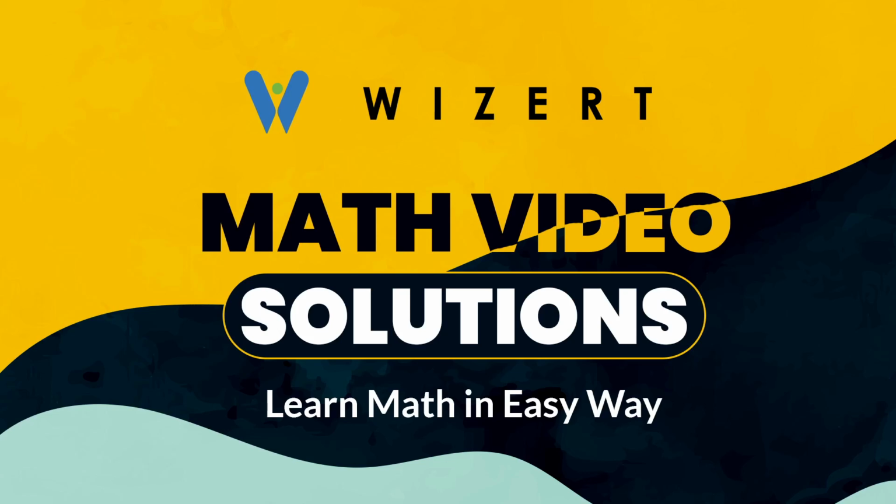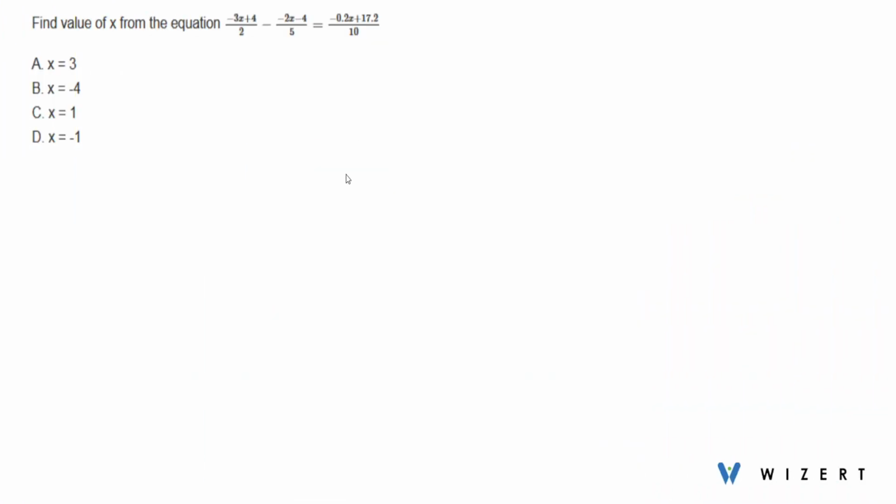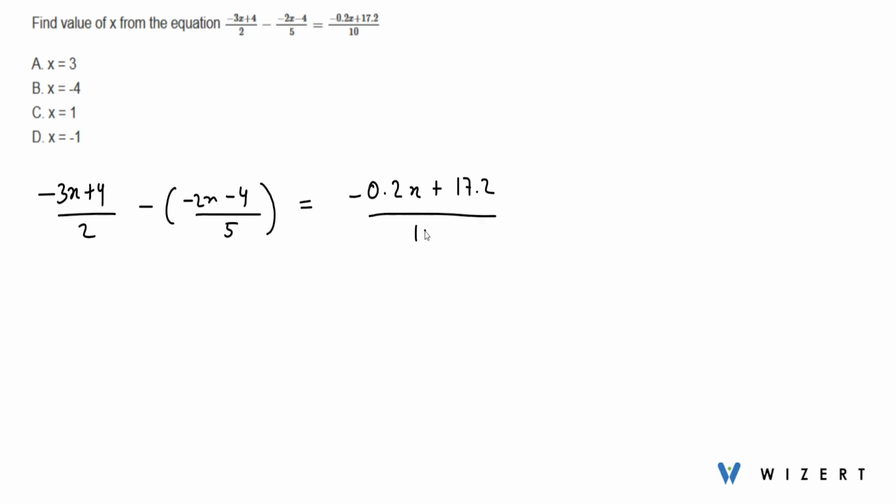So let's begin. According to the question, we have been given an equation in x and we have to find the value of x such that the equation becomes equal, that is, left hand side becomes equal to right hand side. Now the equation given to us is minus of (3x plus 4) upon 2 minus of (2x minus 4) upon 5 equals minus of (0.2x plus 17.2) upon 10.